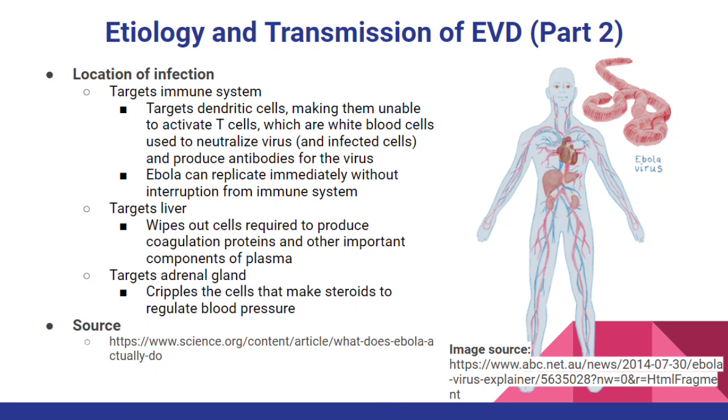In addition to the immune system, Ebola targets the liver. It specifically wipes out cells that are required for producing coagulation proteins and other important components of blood plasma. Also, Ebola targets the adrenal gland. Because of this, it cripples cells that make steroids, which are very important for blood pressure regulation. I will come back to this in a later slide by discussing the complications that arise from all this.